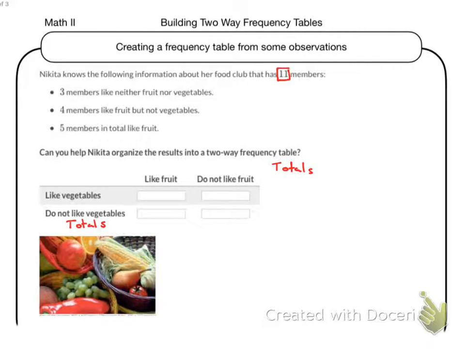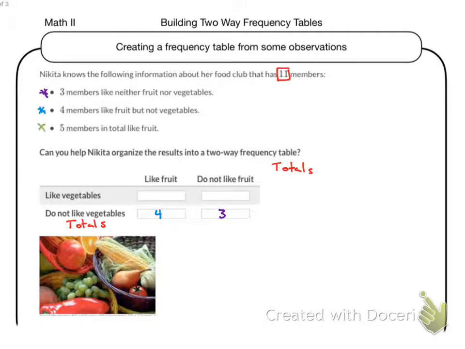Okay. So let's start transferring the data over. 3 members like neither fruit nor vegetables. So do not like fruit, do not like vegetables. They're probably just meat eaters. So do not like vegetables, do not like fruit, 3. Okay. Now next, 4 members like fruit. So like fruit, but do not like vegetables. So do not like vegetables, we're looking at 4. Right, like fruits and do not like vegetables.